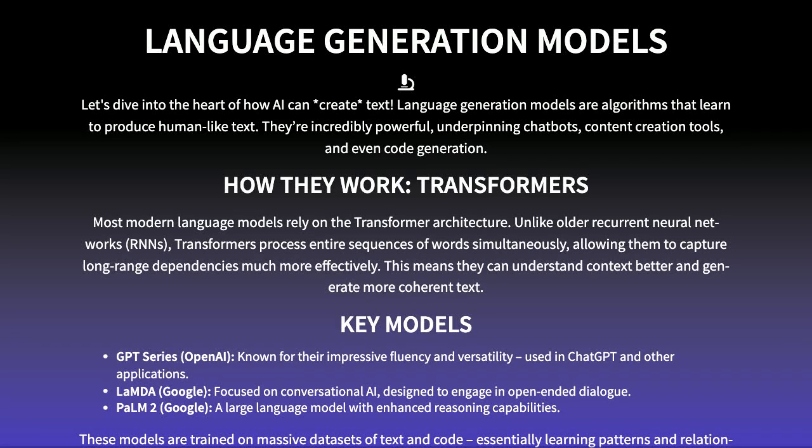Okay, let's talk about how AI can actually write. We're focusing on language generation models. These are the engines behind things like chatbots and content creation. The key ingredient here is often the transformer architecture, which lets the model understand relationships between words in a whole sentence at once. Think of it as having a much better memory for context than older systems. Some really popular examples include the GPT series from OpenAI, LaMDA from Google, and PaLM 2. They've all been trained on huge amounts of text and code to learn how language works, and it's what makes them so good at generating human-like responses.